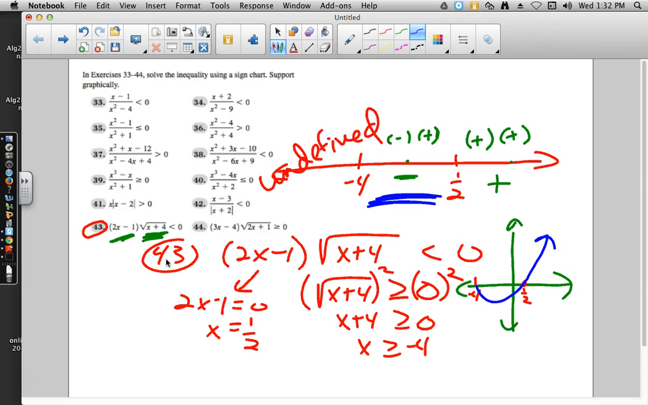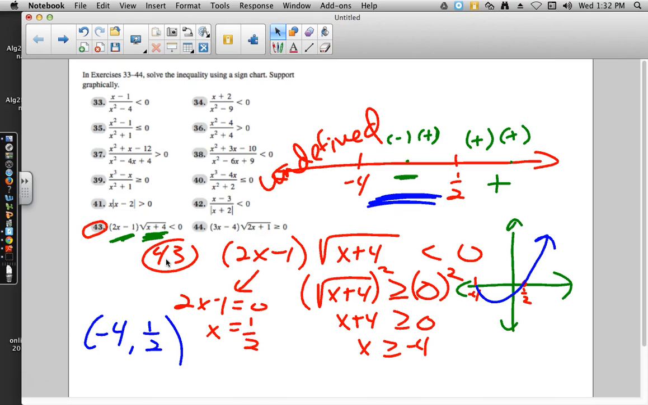And we don't want to include those two because those would actually give us 0. So negative 4 and positive 1/2 with our open brackets to indicate that we are not including those 2 points because they would be 0. And we do not have an equals bar on number 43.